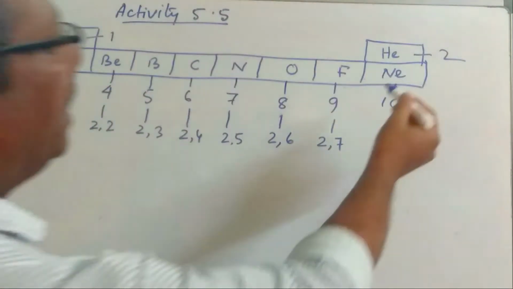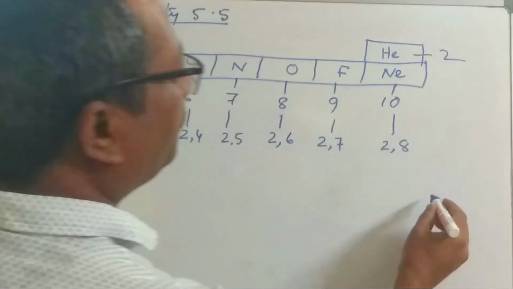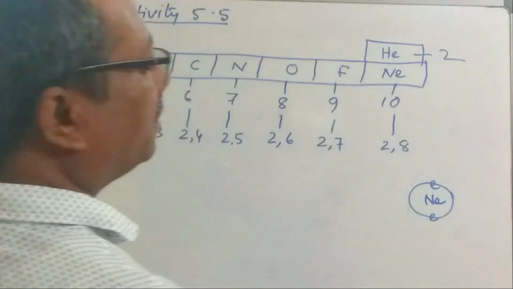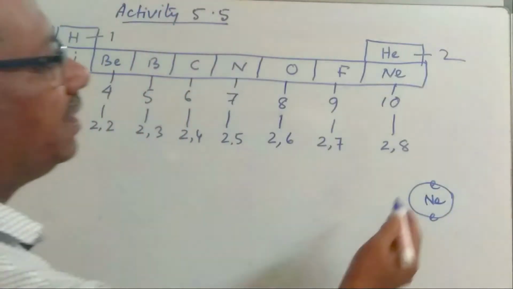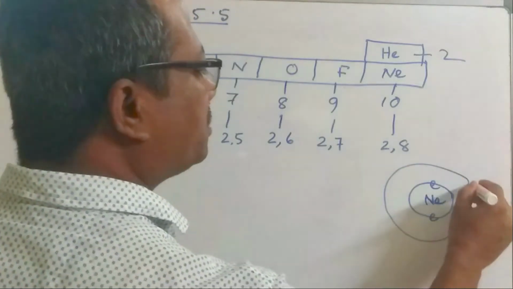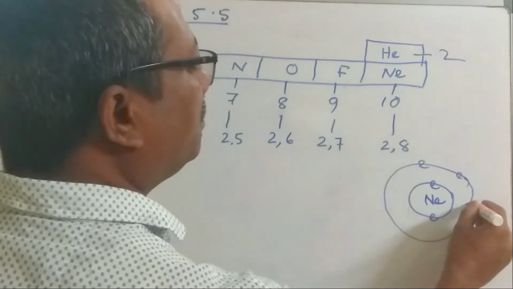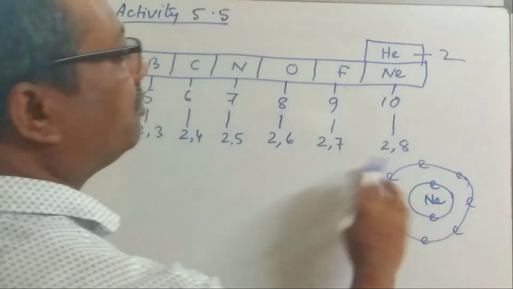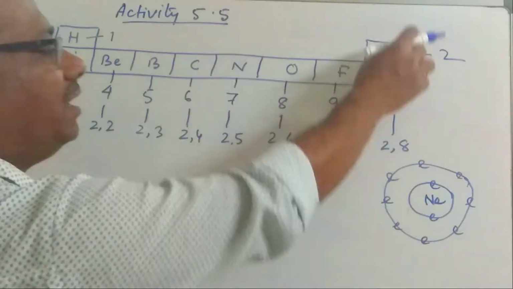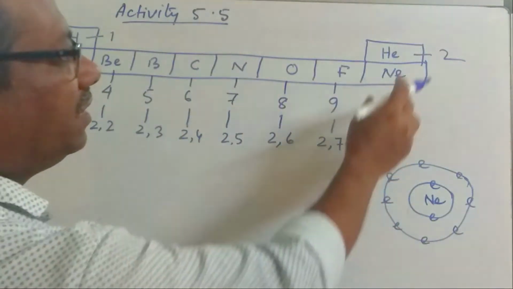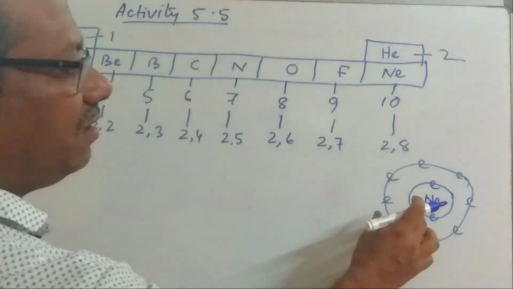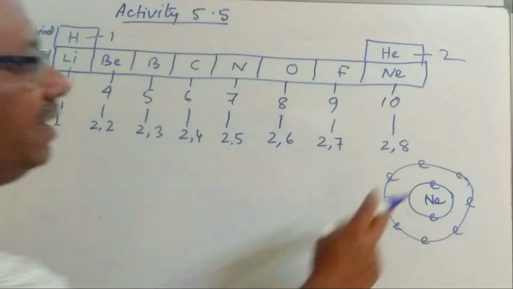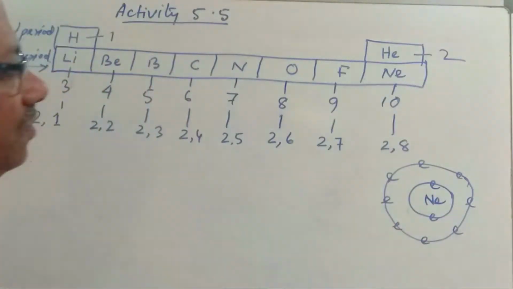Now if you draw the electronic configuration of neon, in the first orbit 2 electrons, it is satisfied. In the second orbit or shell, there should be 8 electrons, 1 2 3 4 5 6 7 8, it is also satisfied. So they are called inert gases. It contains 2 shells and all the shells are satisfied with the required electrons. So their valency is 0.